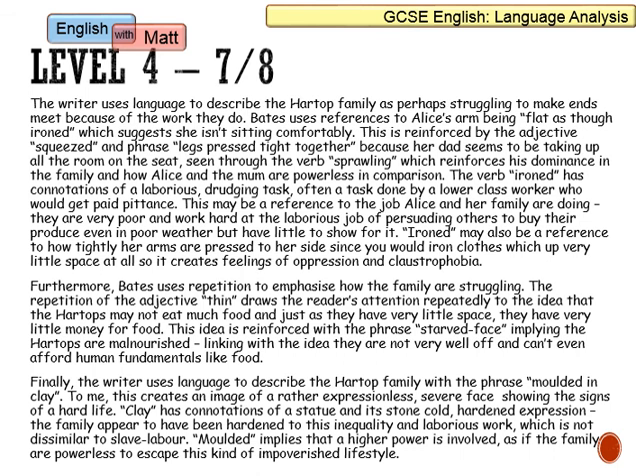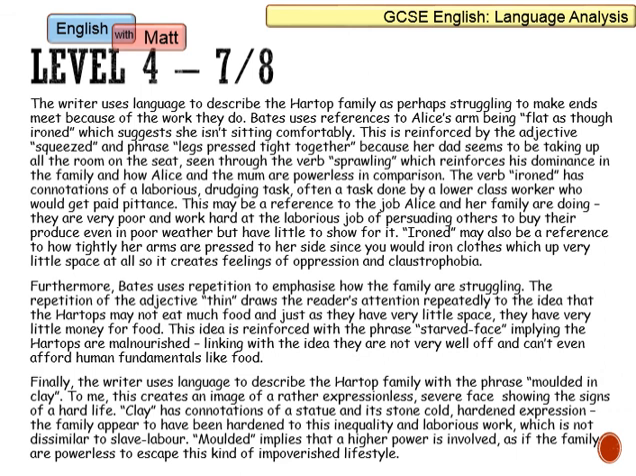Bates uses references to Alice's arm being flat as though ironed, which suggests she isn't sitting comfortably. This is reinforced by the adjective squeeze and phrase legs pressed tight together because her dad seems to be taking up all the room on the seat, seen through the verb sprawling, which reinforces his dominance in the family and how Alice and the mum are powerless in comparison.